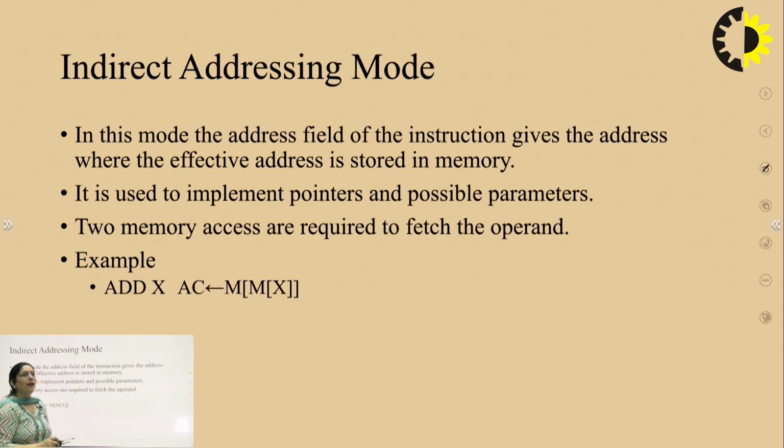Next, we have indirect addressing mode. Like we discussed register direct and register indirect, here we are discussing memory direct and memory indirect. Memory direct means go to that memory location, fetch the data from there. Memory indirect means in this mode the address field of the instruction.